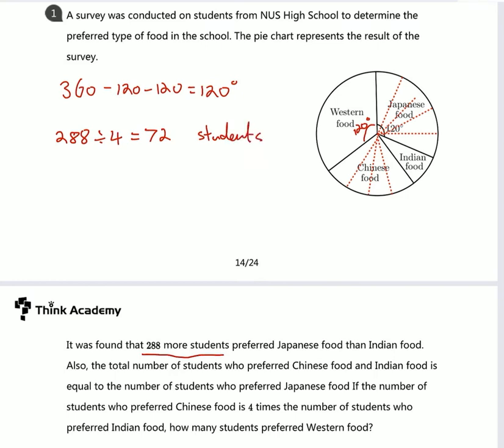Right. Alright, so Western food is the same angle as Japanese food, therefore they have the same number of students, and therefore it has 5 sections. So each section represents 72 students, so 5 sections is 72 times 5, which is 360 students. And therefore Western food has 360 students. So the answer to the question is that 360 students preferred Western food.